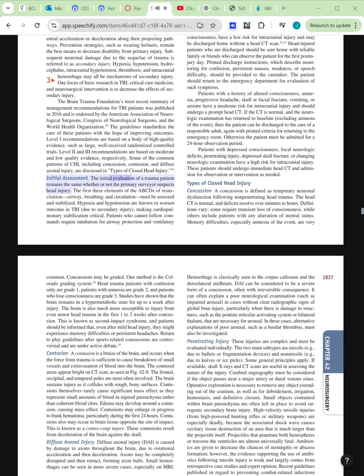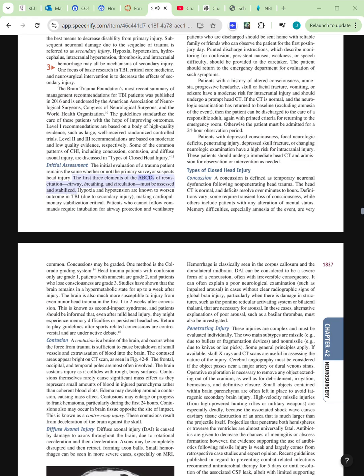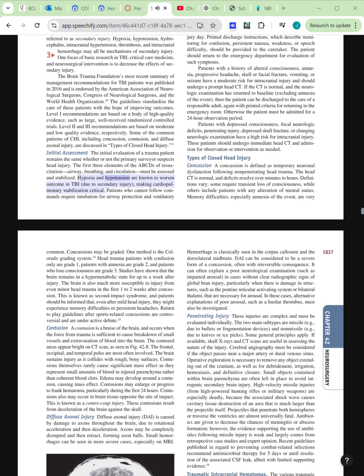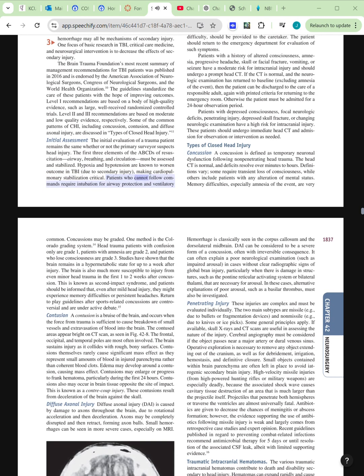Initial assessment. The initial evaluation of a trauma patient remains the same whether or not the primary surveyor suspects head injury. The first 3 elements of the ABCDs of resuscitation, airway, breathing, and circulation, must be assessed and stabilized. Hypoxia and hypotension are known to worsen outcome in TBI due to secondary injury, making cardiopulmonary stabilization critical. Patients who cannot follow commands require intubation for airway protection and ventilatory control.